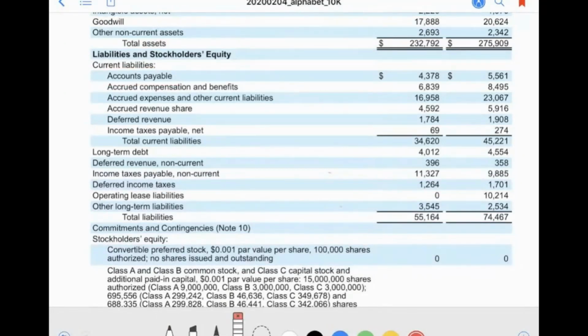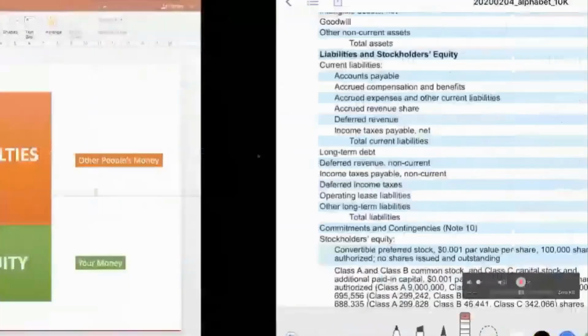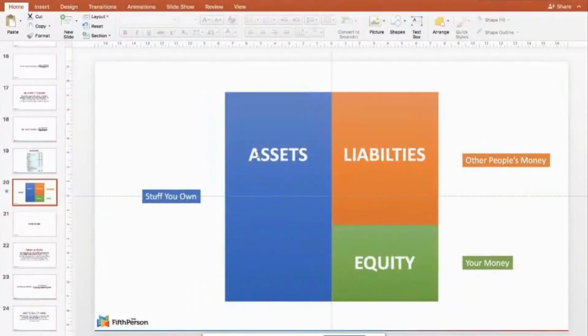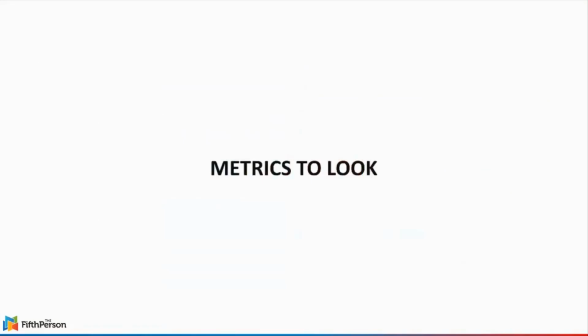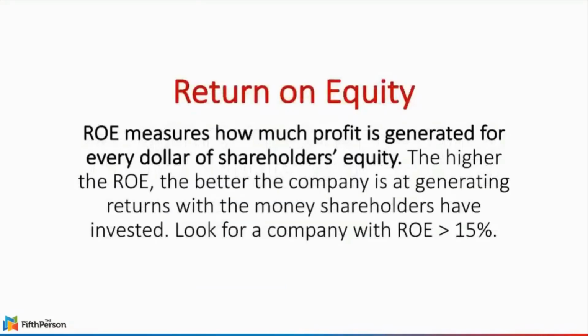Okay, so let me go back to the slide, and I'm going to talk about some of the ratios that I look at personally. In the balance sheet, there are certain ratios that you need to look at. There are two ratios that I look at. The first one is what I call return on equity. Return on equity measures how much profit is generated for every dollar of the shareholder equity.